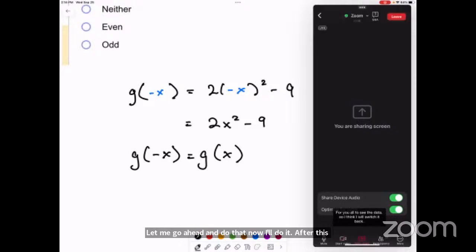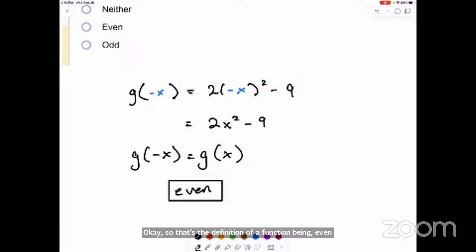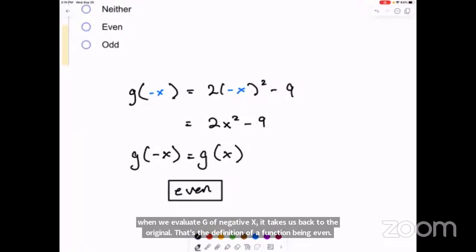Right, but this should be even. Okay, so that's the definition of a function being even. When we evaluate g of negative x, it takes us back to the original. That's the definition of a function being even. Okay, so we're going to go with even for that one.